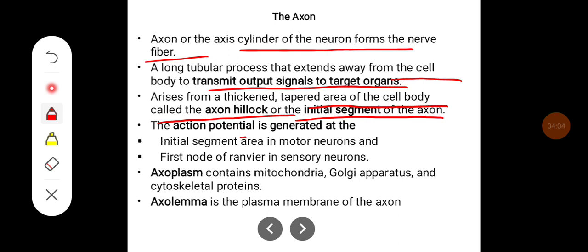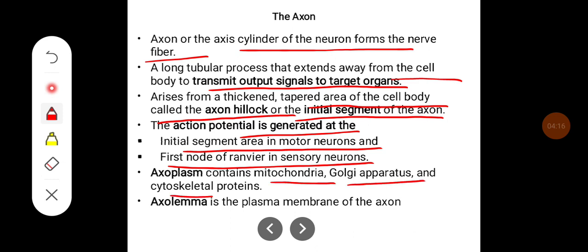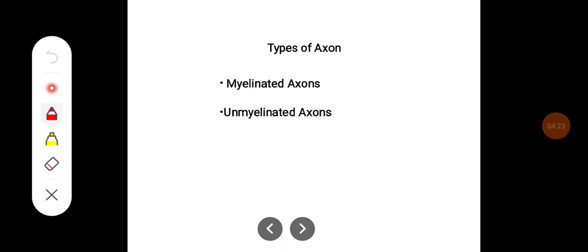The action potential is generated at the initial segment of the axon in the motor neurons and the first node of Ranvier in the sensory neurons. Axoplasm contains mitochondria, Golgi apparatus, and cytoskeletal proteins. Axolemma is the plasma membrane of the axon.